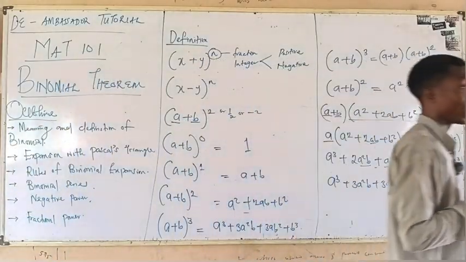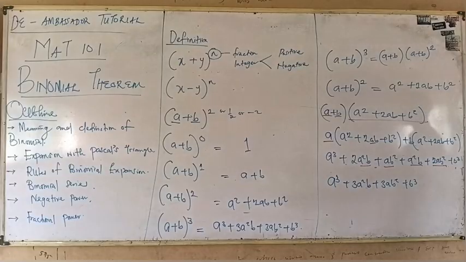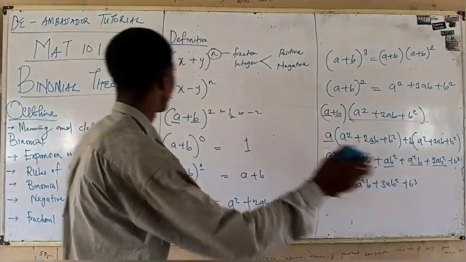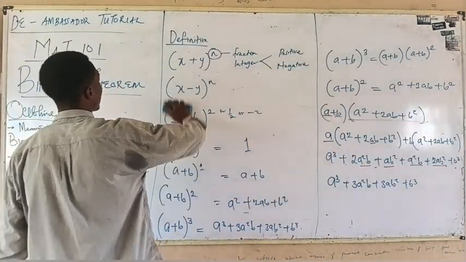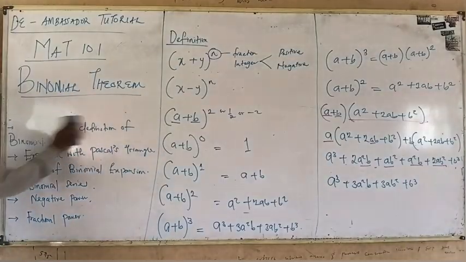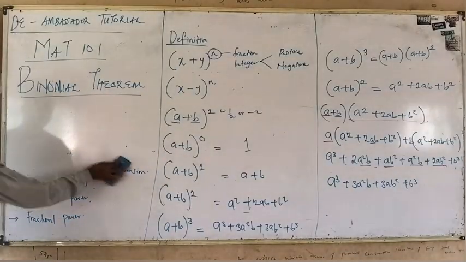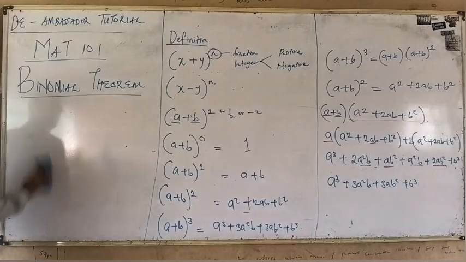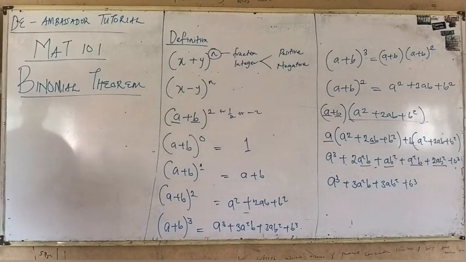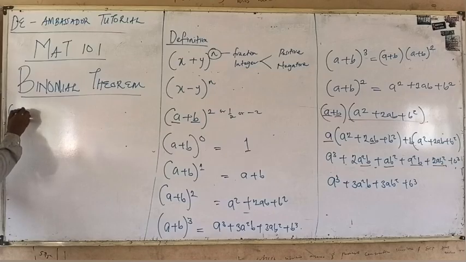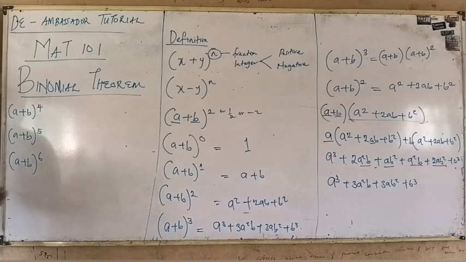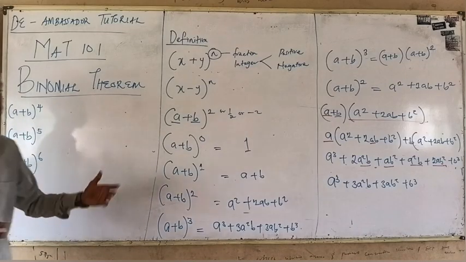Do you have any question? I think this is just the basic. Is there any question? Now, the issue is, what if I should have something like A plus B in the power of 4, A plus B in the power of 5, A plus B in the power of 6. Will I still use the same expansion method to do that?